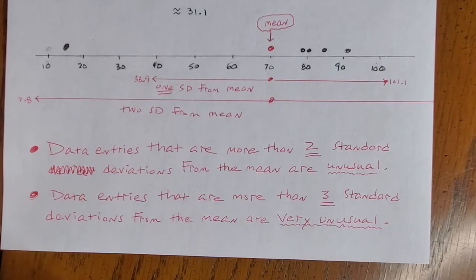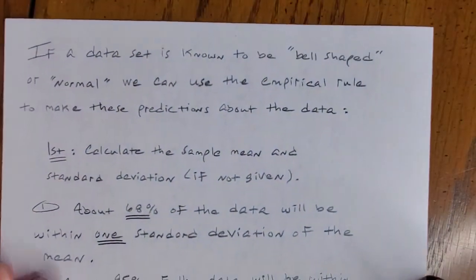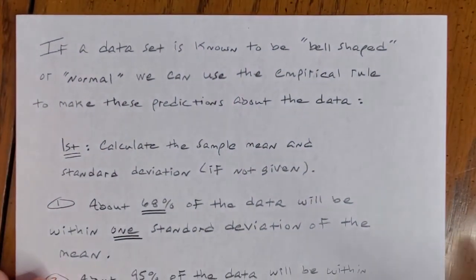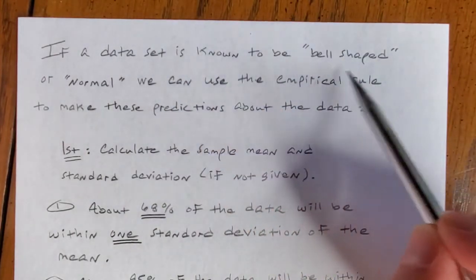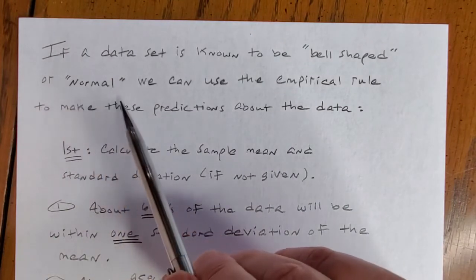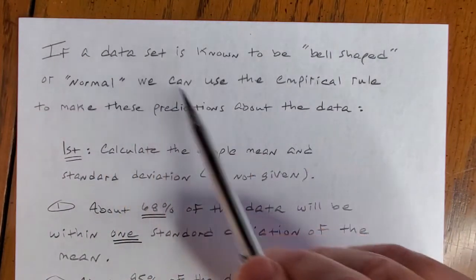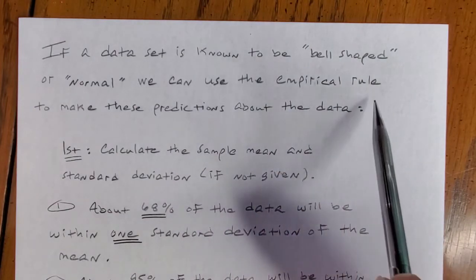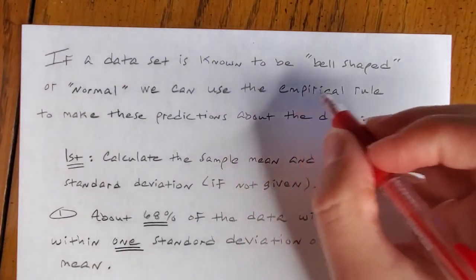Okay, so now that kind of gets us started on this. We've got to take it a little further, though, okay? Now, the next concept is if a data set is bell-shaped, another word for that is normal. So if a data set is known to be bell-shaped or normal, we can use something called the empirical rule to make some predictions about the data. Now, how about this?